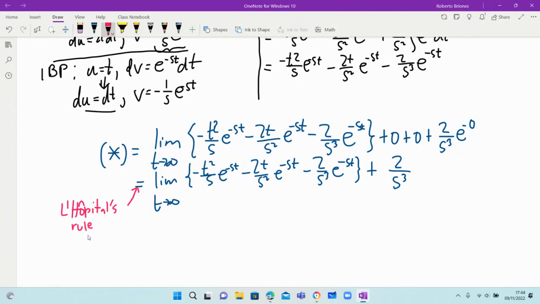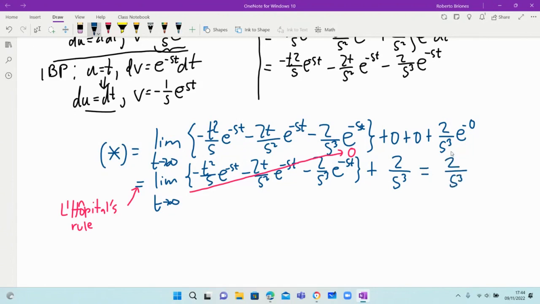And so I will assume at this point that you have heard of it and you have applied it at least once in the past. And you will find out after doing this that the limit as t goes to infinity of the given expression is equal to 0. So that the entire thing will be equal to 2 over s cubed.